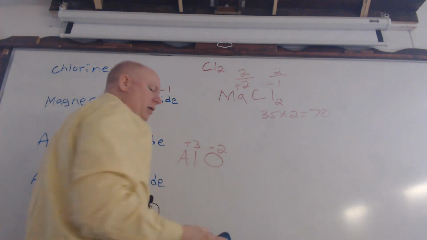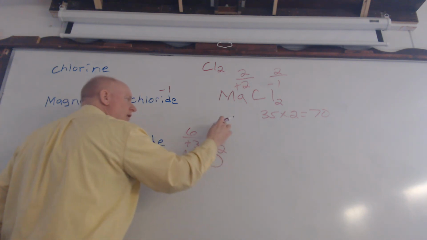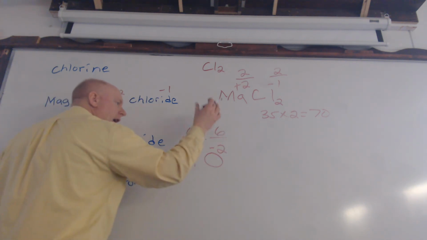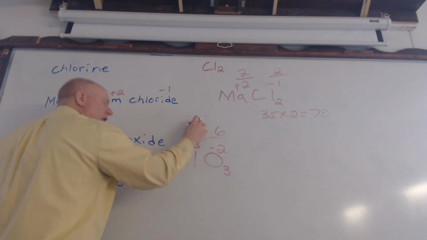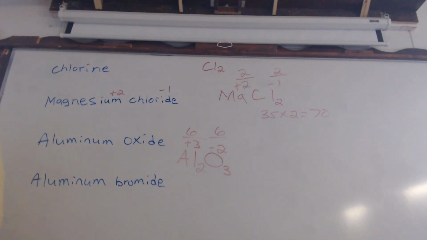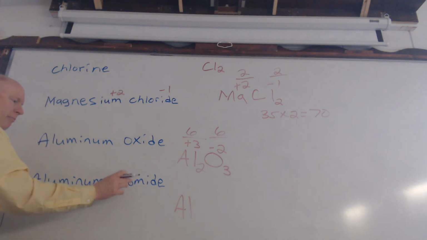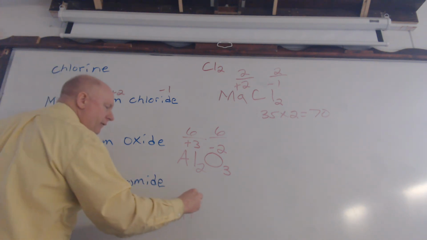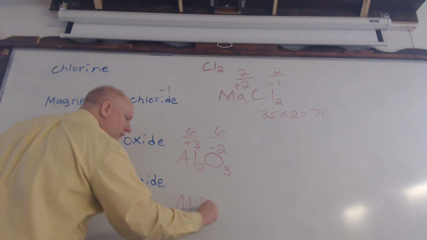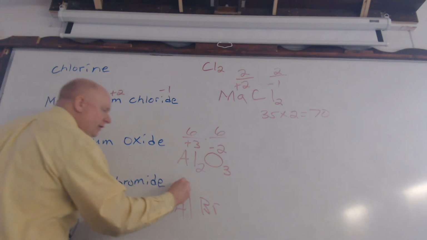So, what is 6 divided by 2? The answer you get is what you put below. 6 divided by 3. That is the correct formula for aluminum oxide. Then finally, this last one. Again, aluminum is Al. It's not aluminum bromide. So what's the symbol for bromide? Has a +1 charge. What's +1? This is still the same.